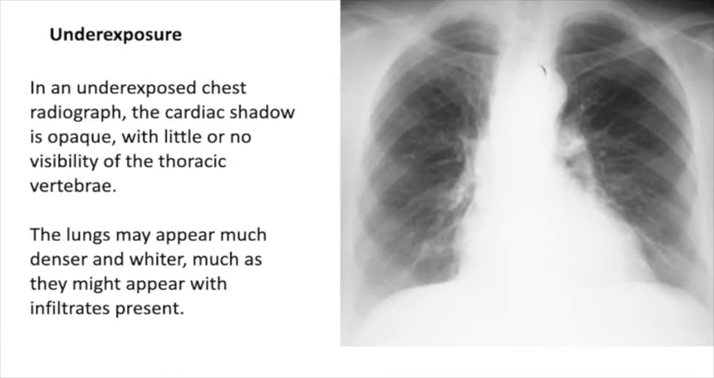Now, when we have an X-ray without proper penetration, in this case underexposed, that means the radiation dose was too low, was not enough. When this happens, the cardiac shadow is more opaque than usual, with little or no visibility of the thoracic vertebral bodies. The lungs may appear much denser and whiter, much as they may appear with infiltrates present. That's very important to know about exposure.